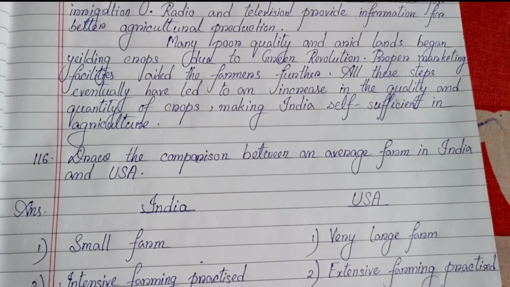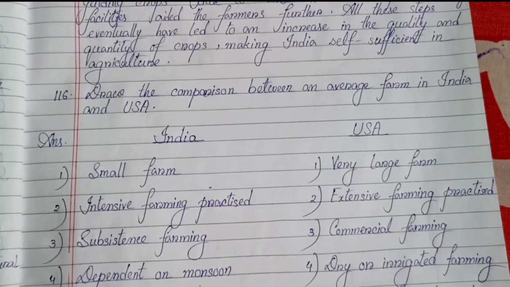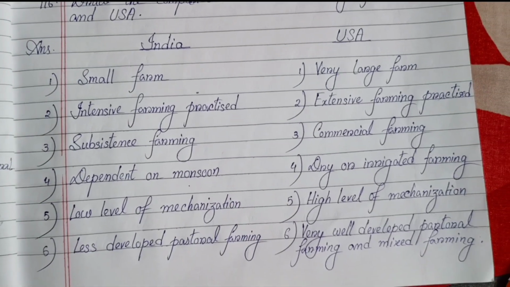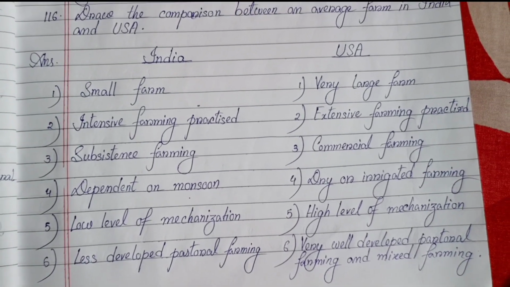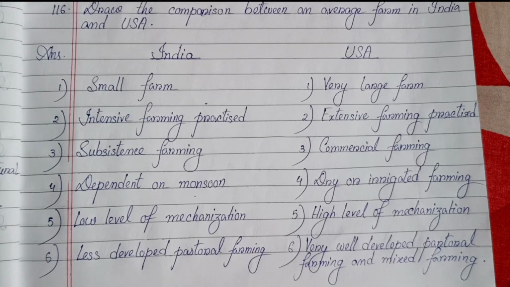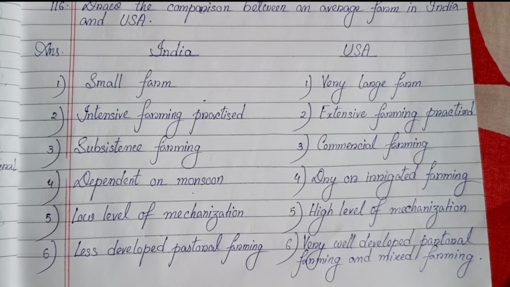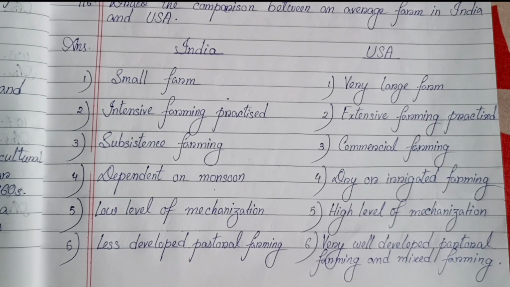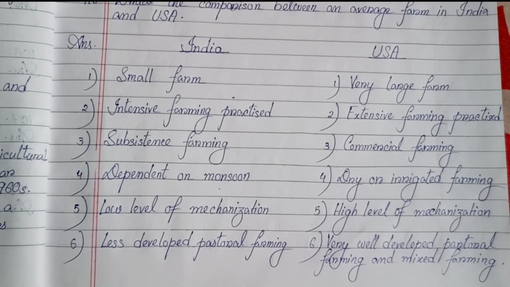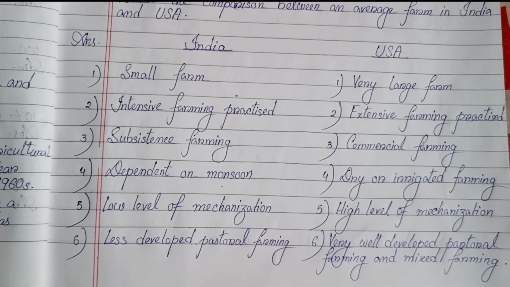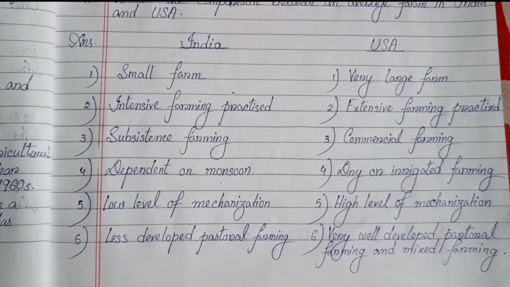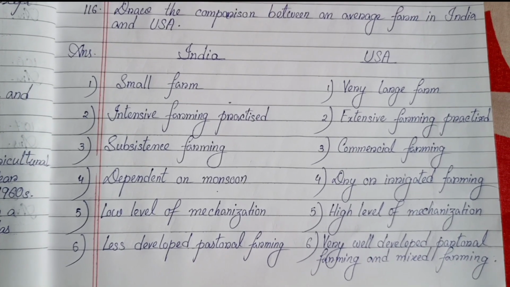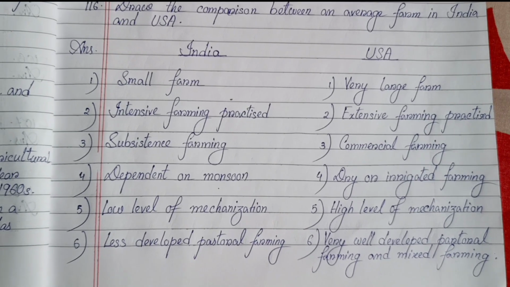agriculture. Draw the comparison between an average farm in India and USA. Number 1 under India, small farm. Under USA, very large farm. Number 2, intensive farming practice; extensive farming practice. Number 3, subsistence farming; commercial farming. Number 4, dependent on monsoon; dry or irrigated farming.